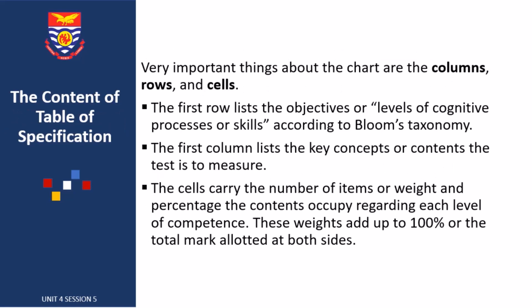So let's see what the contents of a table of specification are, what might go into that. Very important things about charts: because we are saying it's a chart, charts have columns, rows, and cells. The first row lists the objectives or levels of cognitive processes or skills according to Bloom's taxonomy. The first column lists the key concepts or content the test is to measure. The cells carry the number of items or weight and percentage the content occupies at each level. So let's see the next page for this kind of explanation.